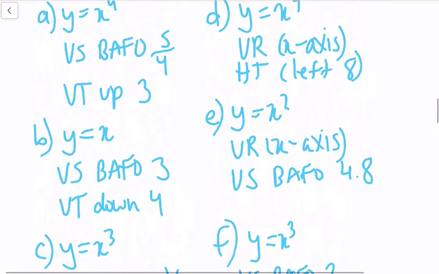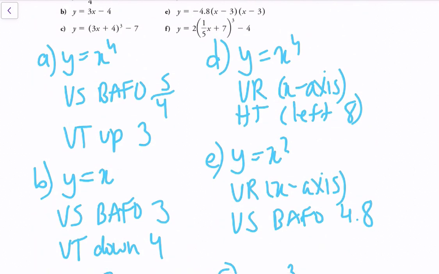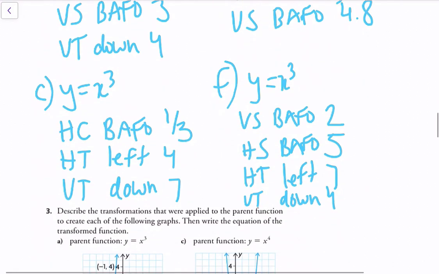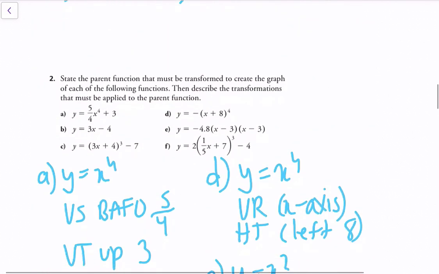The vertical stretch by a factor of 2, we see that. Horizontal stretch by a factor of 5, we see that. And again, because it's 1 over 5, it gives the horizontal stretch by a factor of 5. Horizontal translation left 7, and vertical translation down 4.